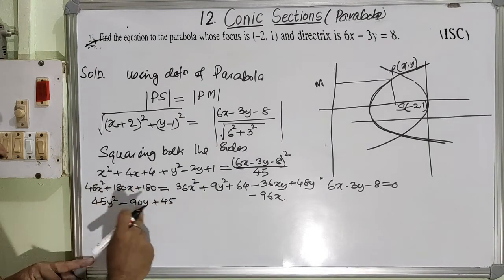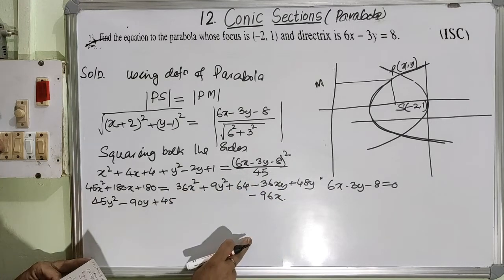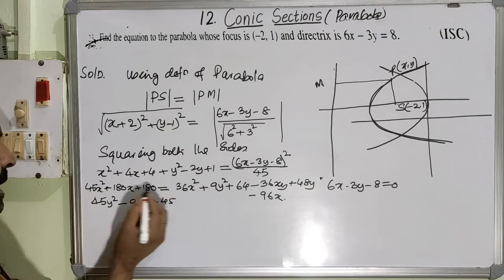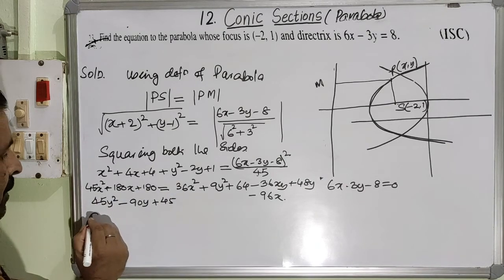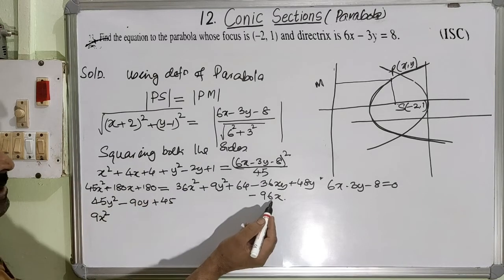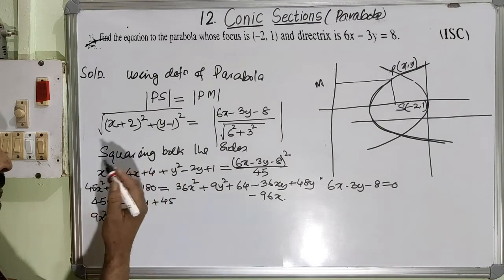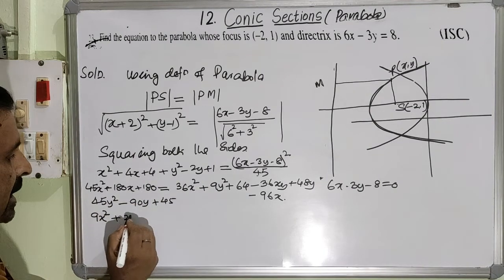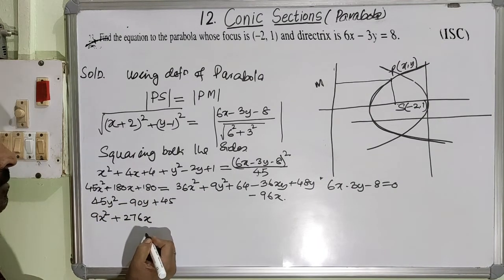So these are all the terms on the left hand side, and these are all the terms on the right hand side. Now we are going to bring all the terms to the left hand side and then simplify. So x square, 45 minus 36 will become 9x square. Then 180x here, and this is minus 96x. Now minus 96, when it comes to the left hand side, will become plus 96. So 180 plus 96 will become 276x.